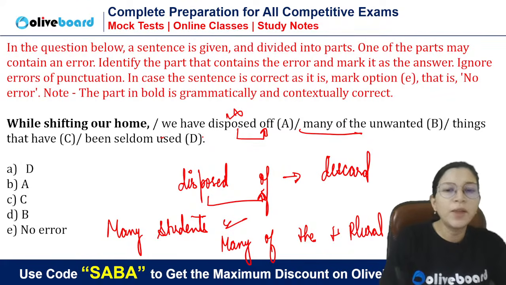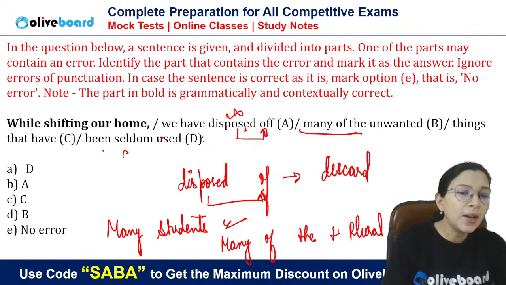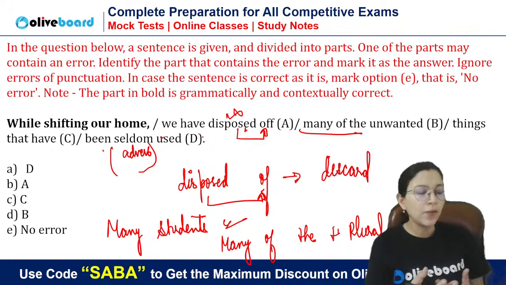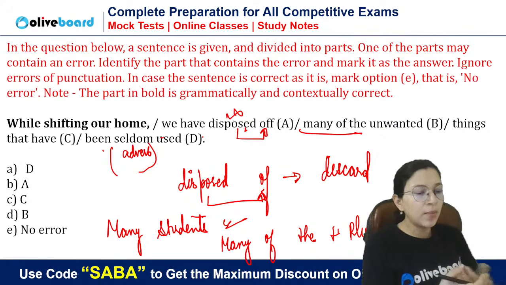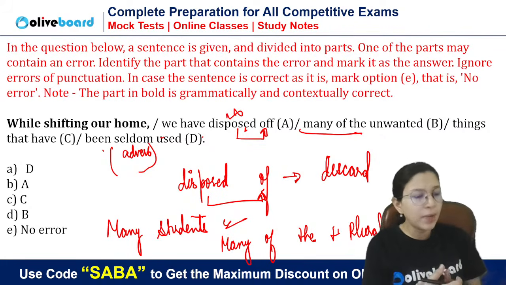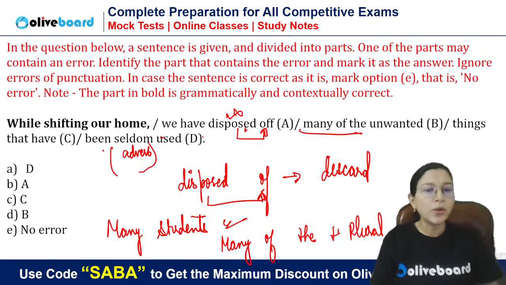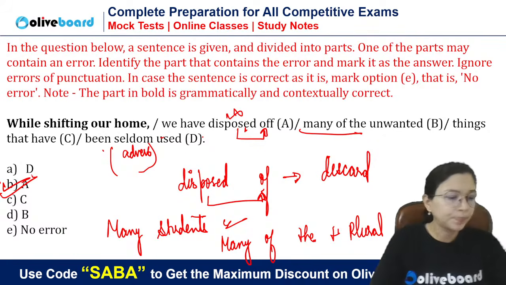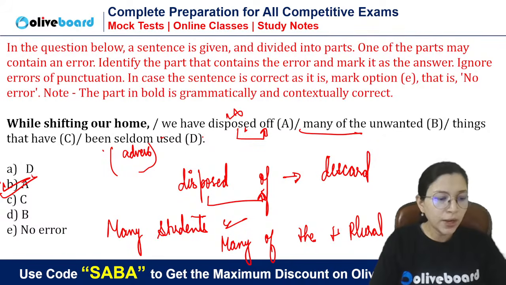While shifting our home, we have disposed of many of the unwanted things that have been seldom used. Seldom in itself is an adverb. We cannot add "ly" to this. Is it clear, Shubham? Seldom अपने आप में ही adverb होता है, ठीक है? जैसे seldom हो गया, fast हो गया, आप fastly नहीं बोलोगे, आप fast ही बोलोगे. ठीक है? Never, all these are already adverbs. So the error lies only in A part, BA is the error. No confusion at all. I hope it is clear to everyone.